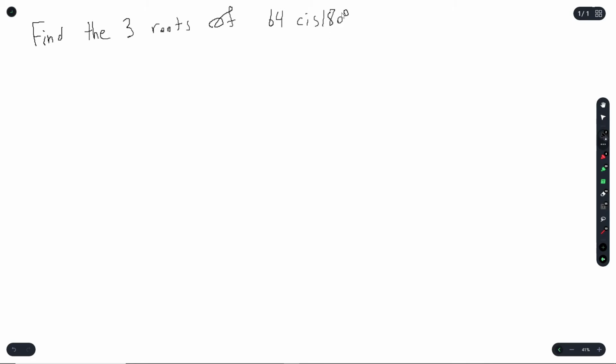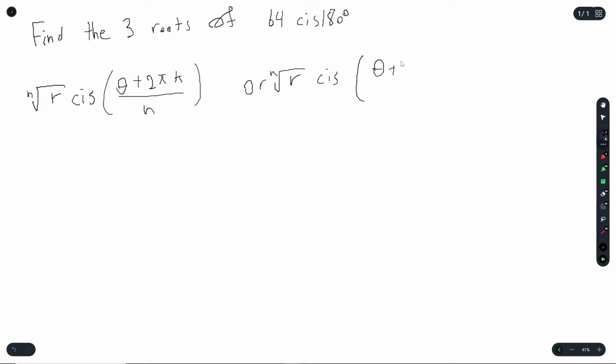So here you'll need to use another formula, which is the nth root of R cis (theta plus 2 pi k) over n, or in degree form it will be the nth root of R cis (theta plus 360k) over n.